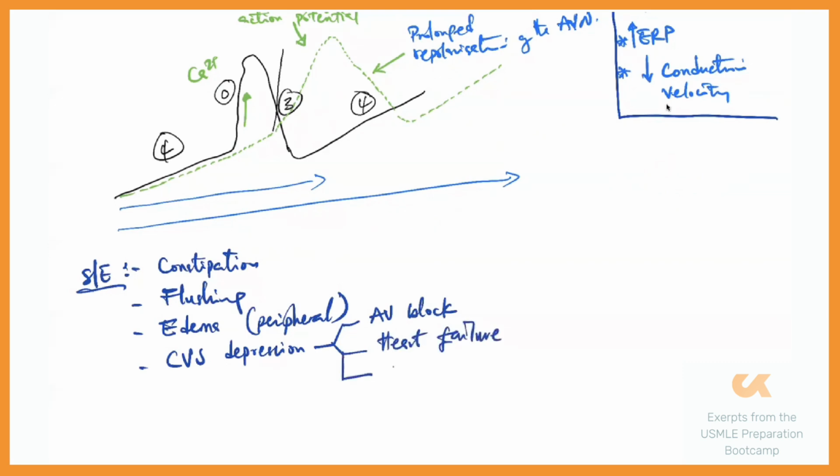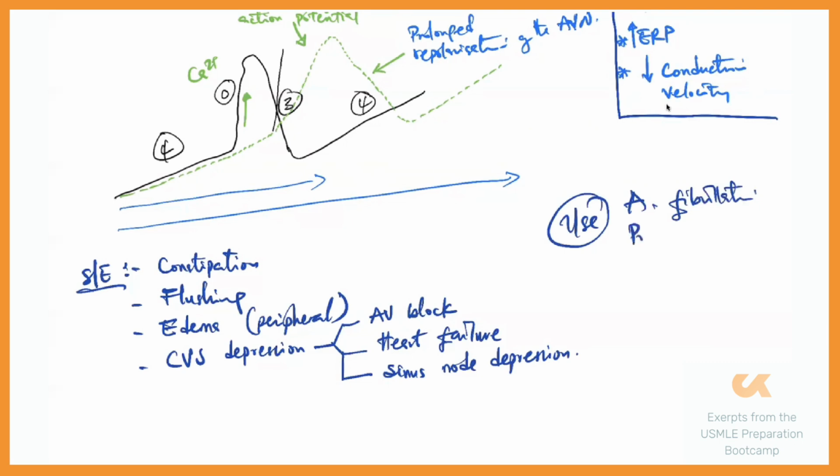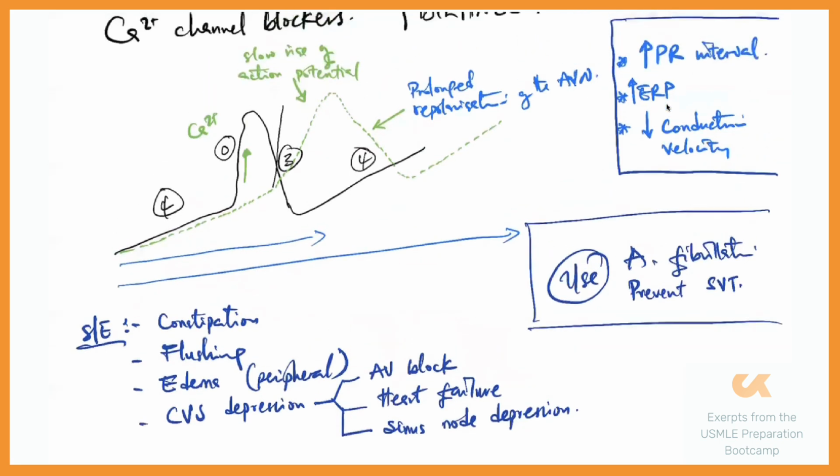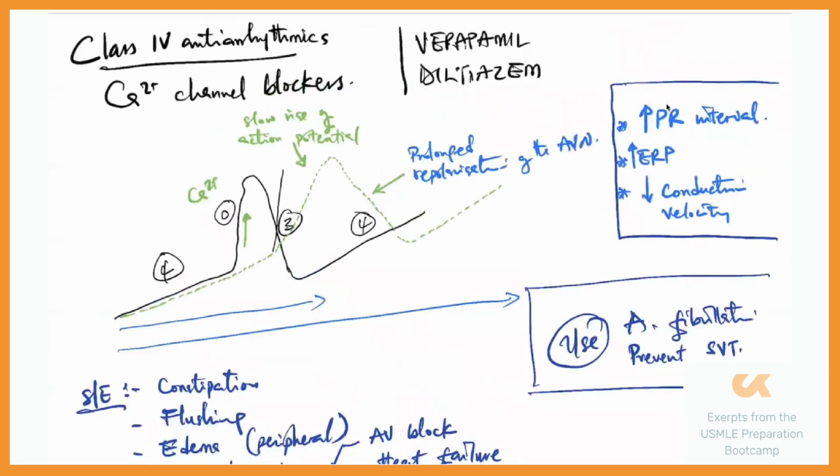And of course, we can have sinus nodal depression. So SA node depression, AV node depression. You want to remember this information for calcium channel blockers. What do we use this medication for? Do they have application anywhere? Obviously, we use them for atrial fibrillation, and we also use them to prevent supraventricular tachycardia. You want to remember these medications. Very easy. Class 4 antiarrhythmics, calcium channel blockers, verapamil and diltiazem.